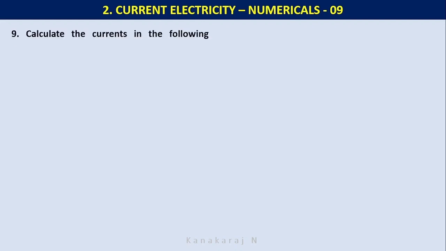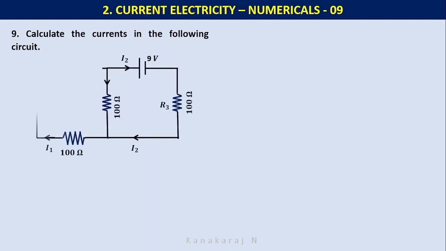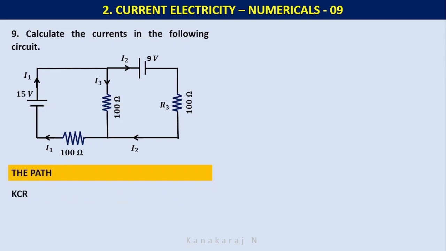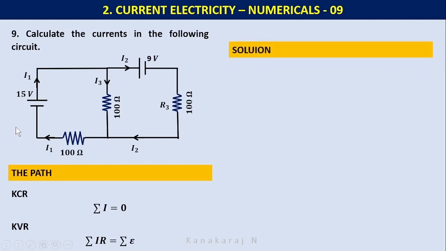Calculate the currents in the following circuit. The circuit is given. The path. KCR, Kirchhoff's current rule, says at a junction sigma I equals 0. KVR, Kirchhoff's voltage rule: in a loop, sigma IR equals sigma epsilon. Solution. Here in the circuit, a few components are not labeled. So let us label them one by one.